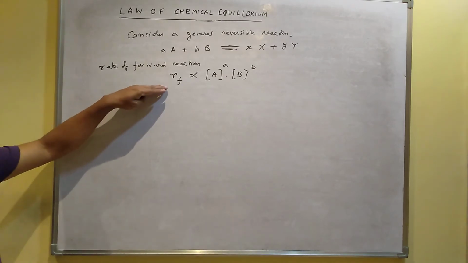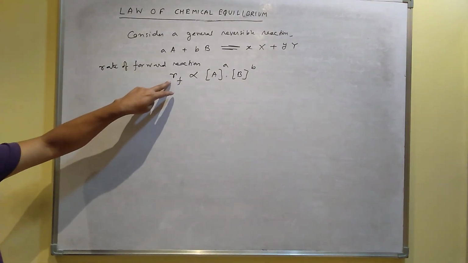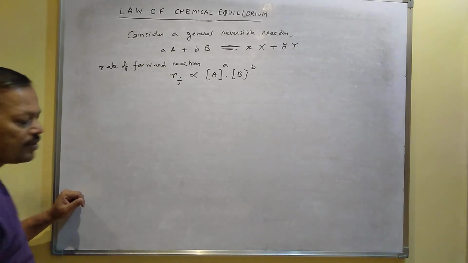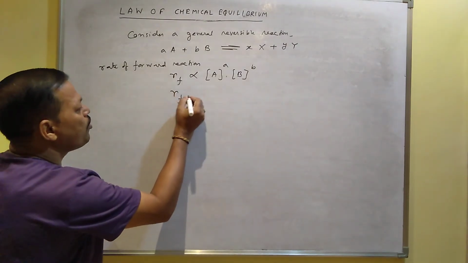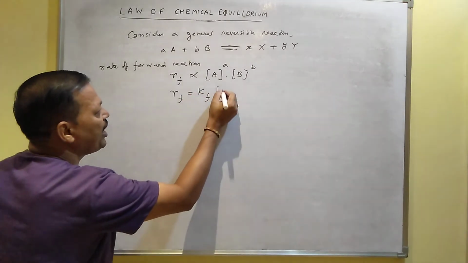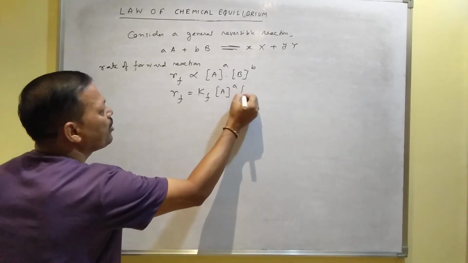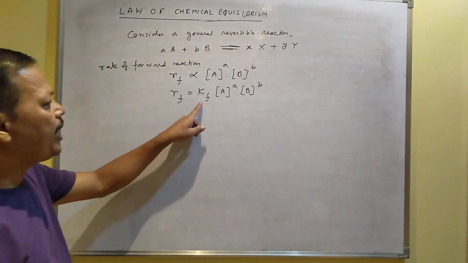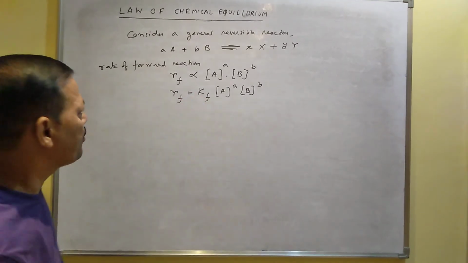You can write the rate of the forward reaction by applying the law of mass action. Now if you want to remove the proportional sign, then a constant will come, which is called the rate constant. You can write Kf, concentration of A to the power a, concentration of B to the power b.